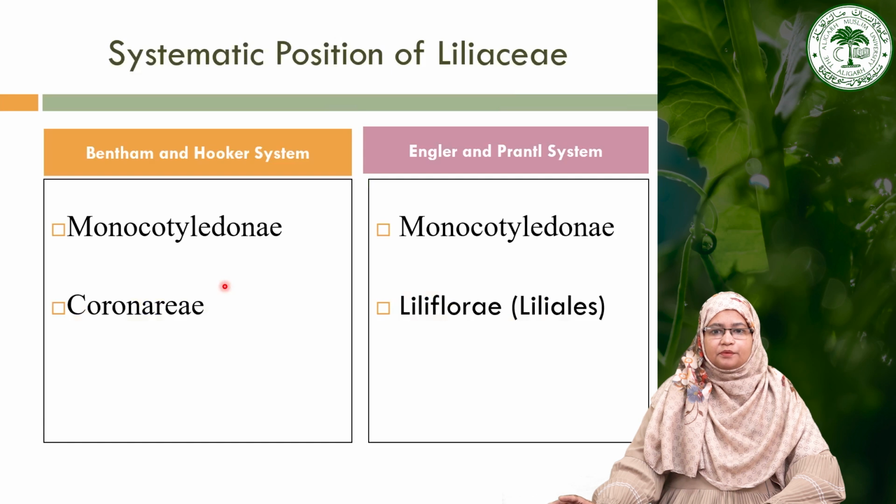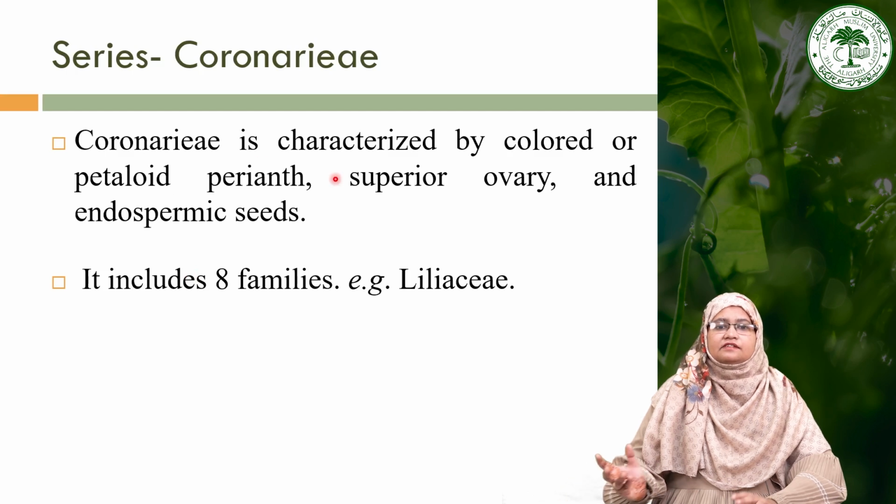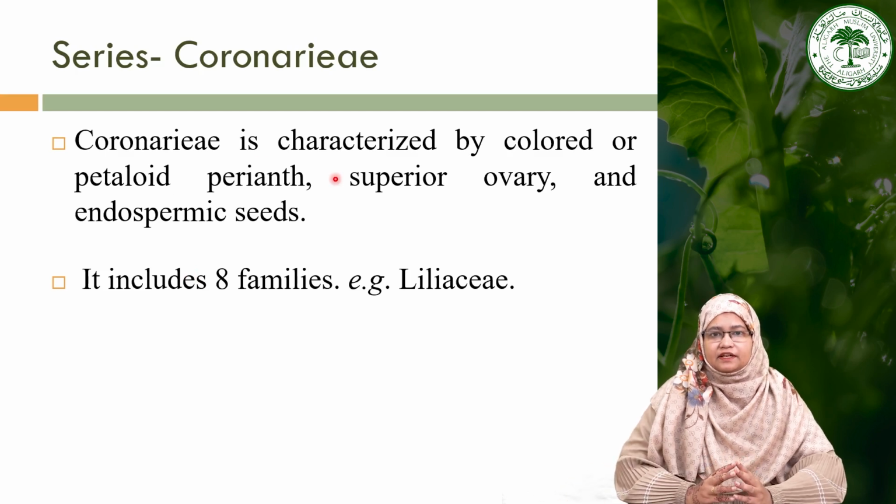And if we compare the systematic position of family Liliaceae with the Bentham, Hooker and Engler and Prantl system, we have already seen that this family belongs to the Monocotyledonae and the series is Coronariae, while Engler and Prantl place this family also in Monocotyledonae and in the order Liliales or Liliiflorae. The series Coronariae is characterized by its petaloid, colorful perianth and superior ovary with endospermic seeds.